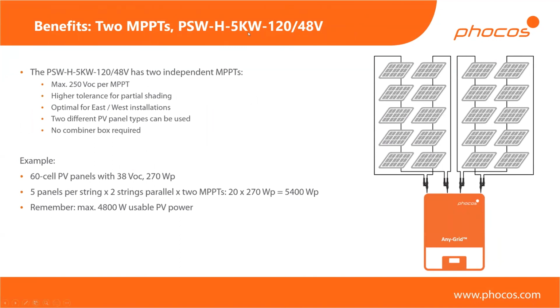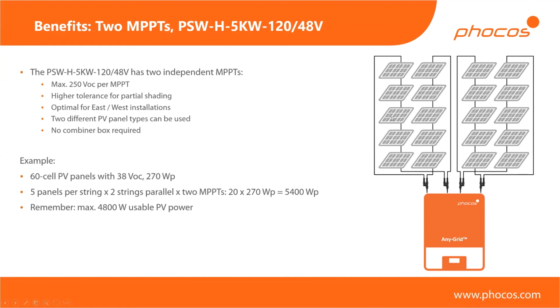For the 5 kilowatt 120 volt unit, we even have the 2 MPP trackers. So of course that gives you another whole raft of advantages compared to having just 1 tracker. A lot of them may be obvious, some may not be. Again, we have 250 volt open circuit per MPPT, so easily 100 volts more than most of the competition would.